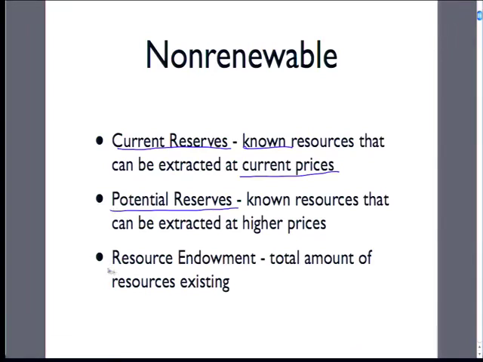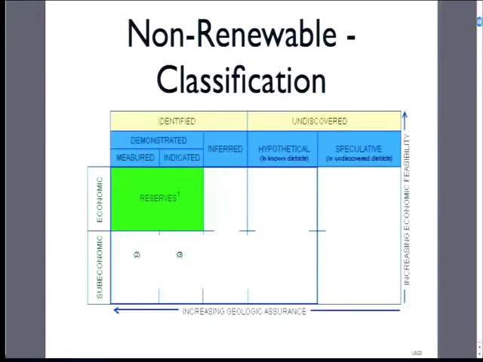We also think about the resource endowment, so the total amount of resources that there are. We can think about the endowment just for a mine owner or just for a region, or we can think about it globally. So here's a classification that's from the U.S. Geological Survey. The government has a branch that deals with minerals and geology. So what we are basically looking at most of the time is economically available resources that have been identified.